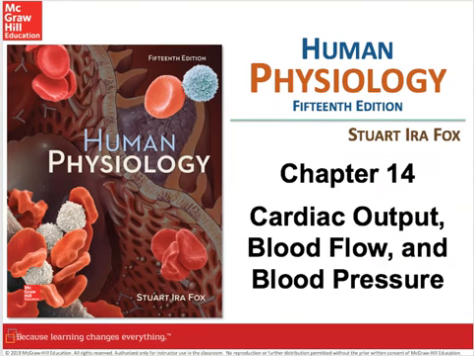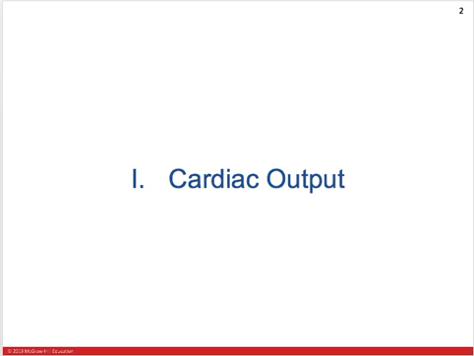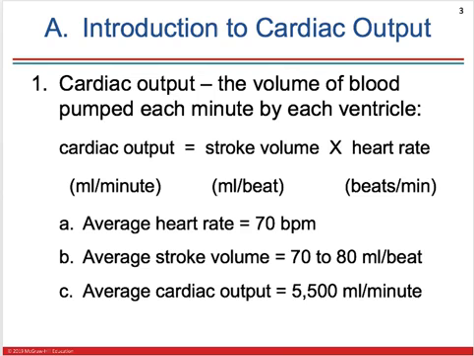In this chapter, we're going to look at cardiac output, blood flow, and blood pressure and how they are regulated. So the first thing we're going to discuss is cardiac output. And the mathematical formula for this is really quite simple.